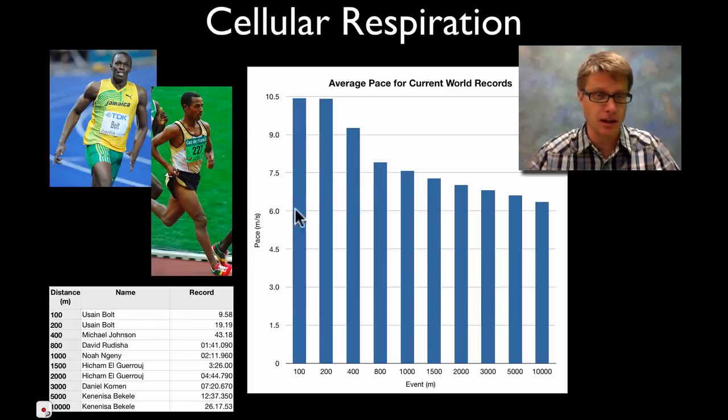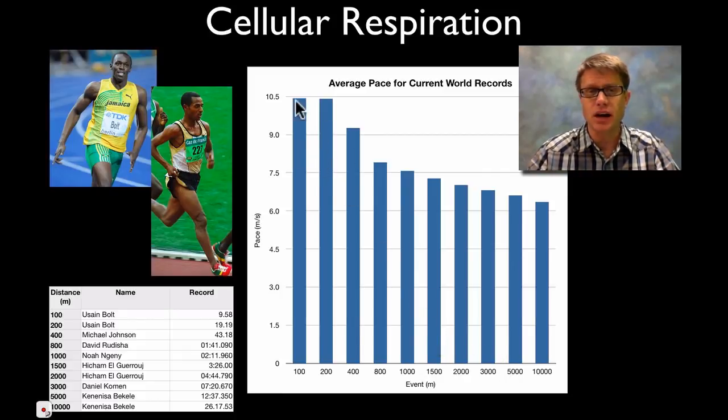And so this is a quick little study I did. I took all of the world records currently right now from the 100 to the 10,000. This is Bekele, the guy who owns the 10,000 meter record. And what I did is I figured out their pace, in other words, how fast they're running. This would be in meters per second for the 100, the 200, all the way down to the 10,000 meter run, which is a little over 6 miles.